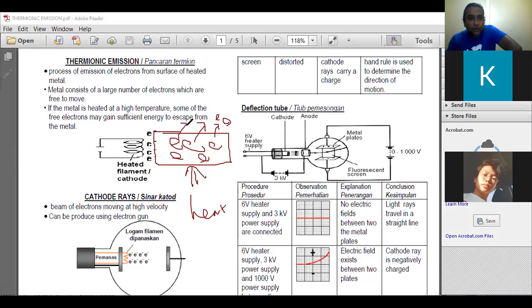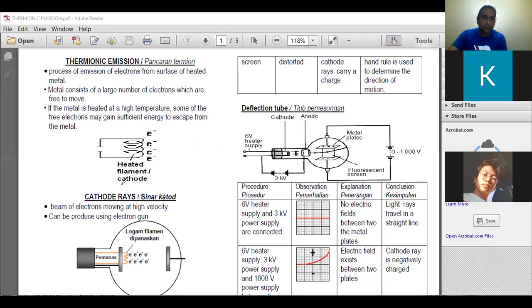So this one we call thermionic emission: the process where electrons are emitted from the surface of a heated metal. Now, next we look at the definition of cathode ray.